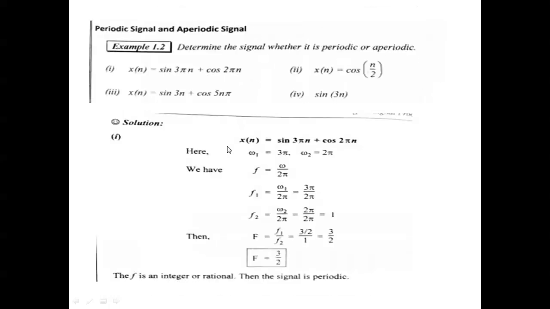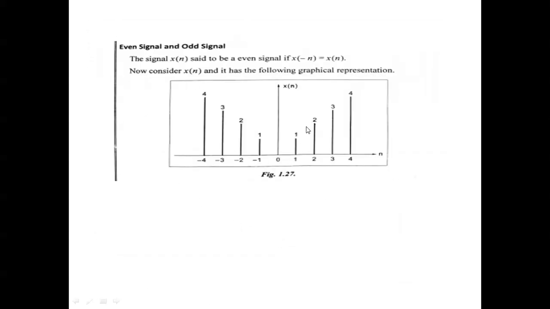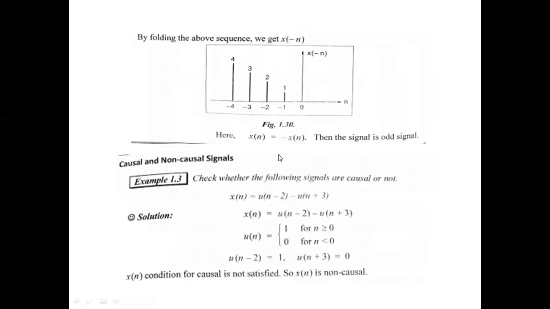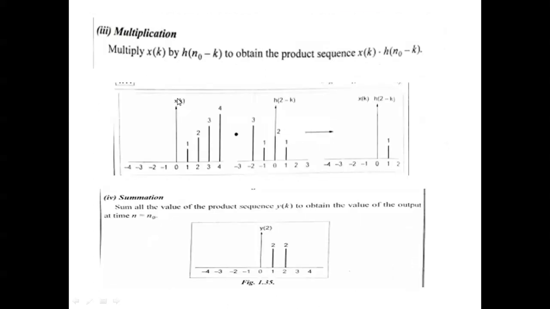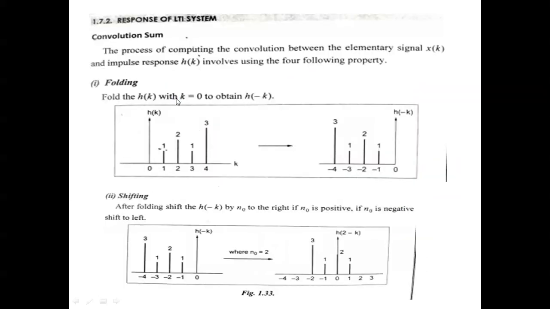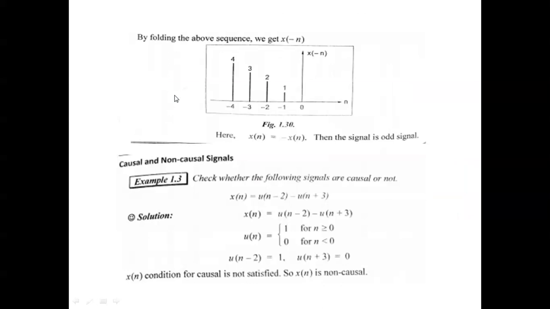Similarly, we have the same kind of examples for periodic and aperiodic signals. That is also x of n equals sin 3 pi n cos 2 pi n, and x of n equals cos n by 2, x of n equals sin 3n cos. These are the examples given. We already showed the formula for periodic and aperiodic signals, so just apply the formula and you will get the values. For even and odd signals we also have the formula, you just apply it, and you will find whether the signal is odd or even. For causal and non-causal signals, they also have the formula. So just apply it, and the convolution sums and multiplication. So these are the examples for signal classification problems.